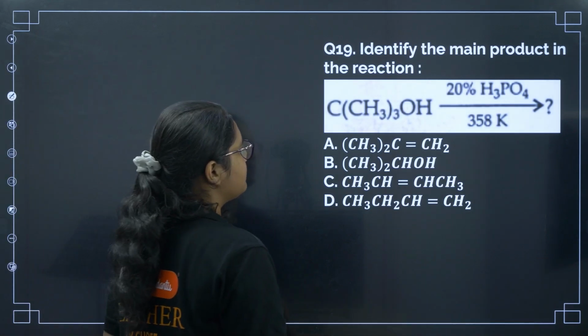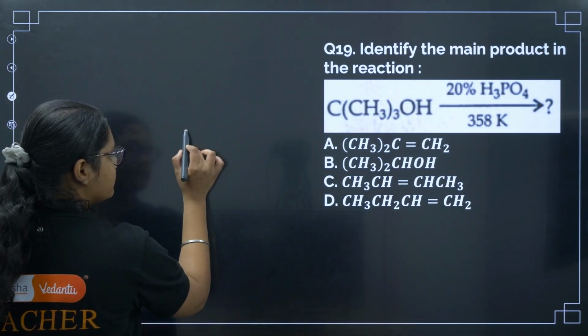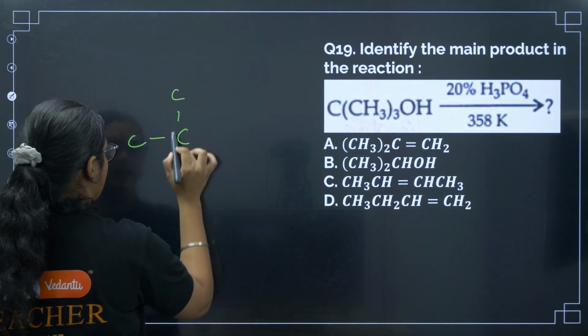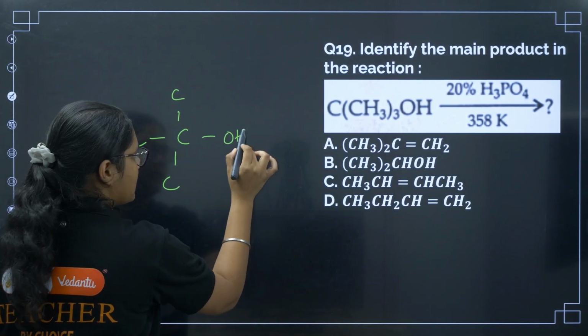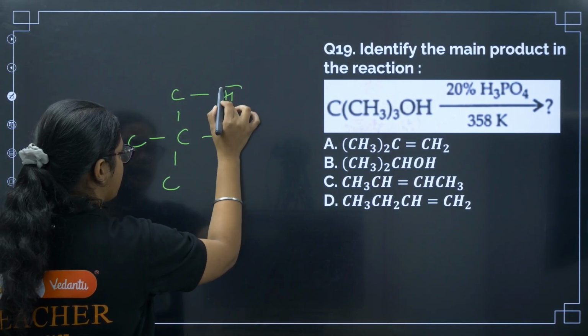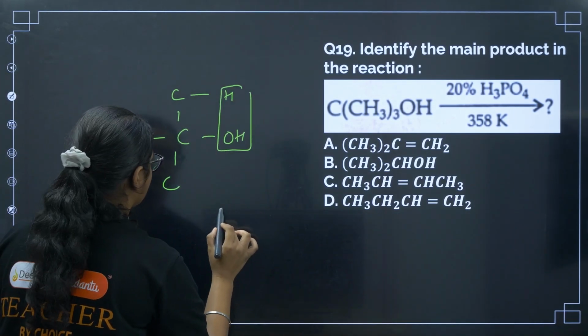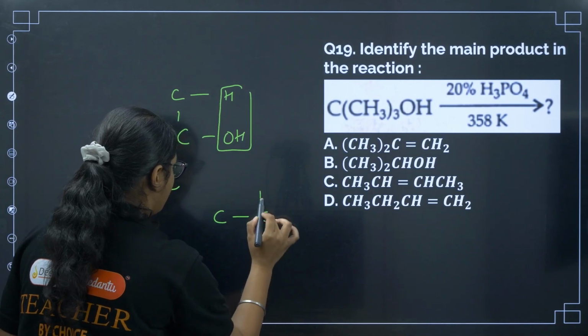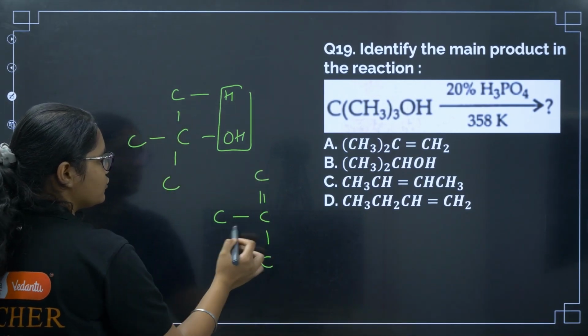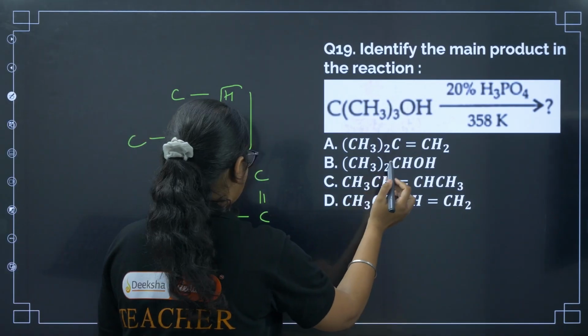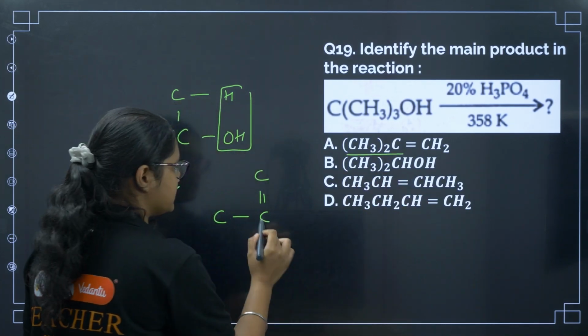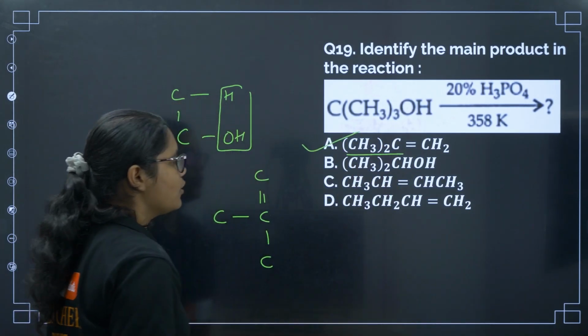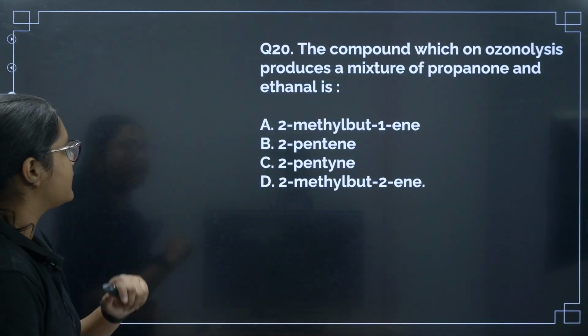Next, identify the main product in the reaction. So you have tertiary alcohol, right? So what will happen in H3PO4? It will undergo dehydration, so here we can get a double bond. Now if you see, this is 2-methylpropene. So the answer will be (CH3)2C double bond CH2, that is option number A. Now let us see the next question.